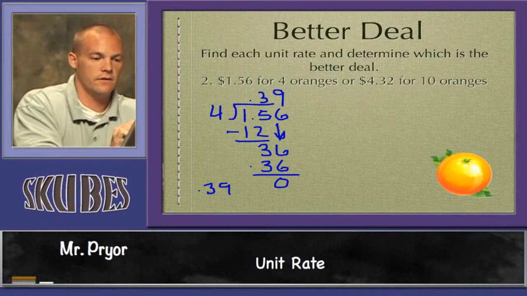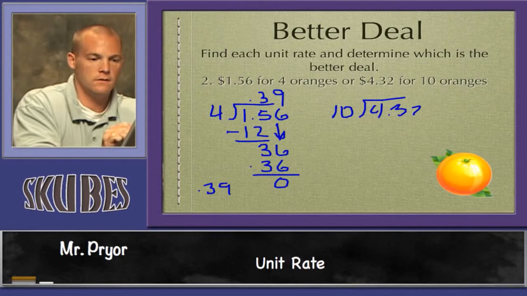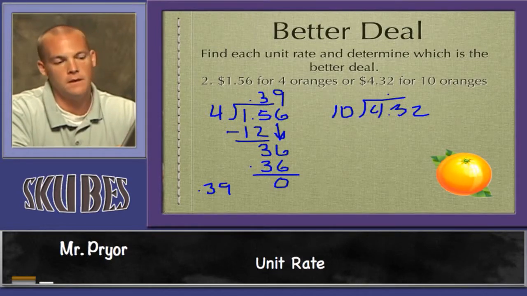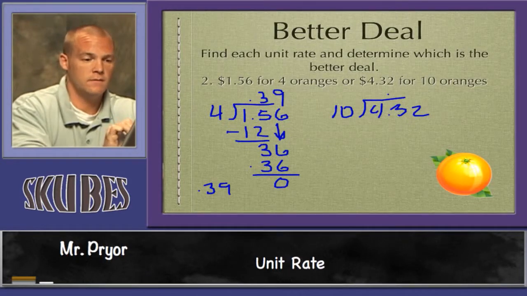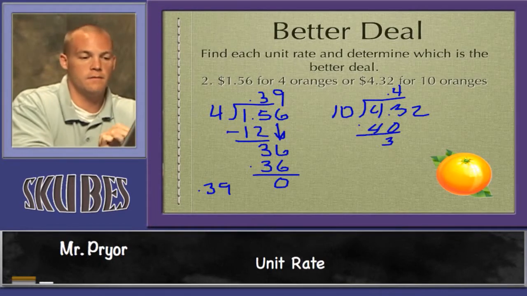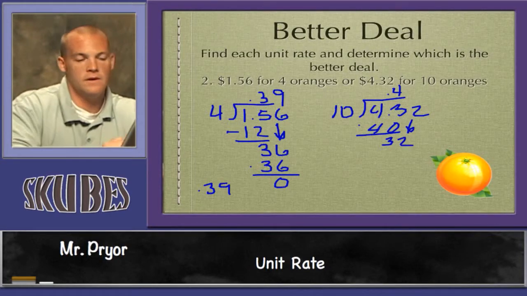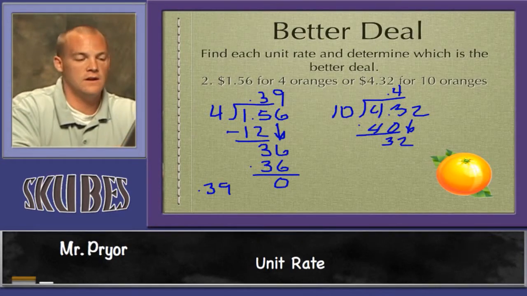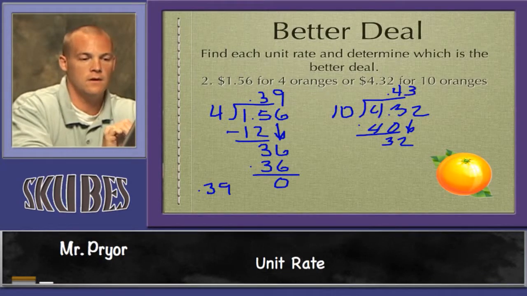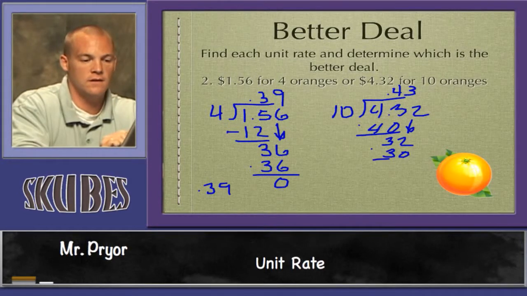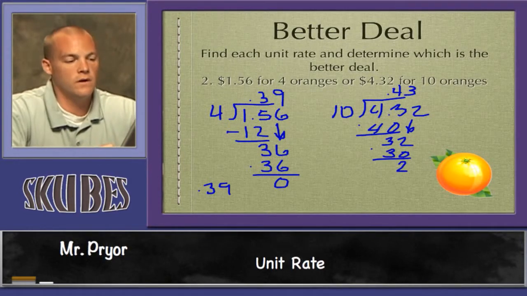And we'll go ahead and look at our other example, which was 10 oranges for $4.32. Move that decimal straight up and prepare to divide. 10 goes into 43. That's going to be 4 times. 4 times 10 is 40, which leaves you with 3 left over. Go ahead and bring down that 2. We have a little bit of an issue here because 10 doesn't go in evenly, but we'll handle that in a moment. 10 goes into 32, though, 3 times. This time, however, we're going to see that it doesn't necessarily work out to where it'll come out evenly.